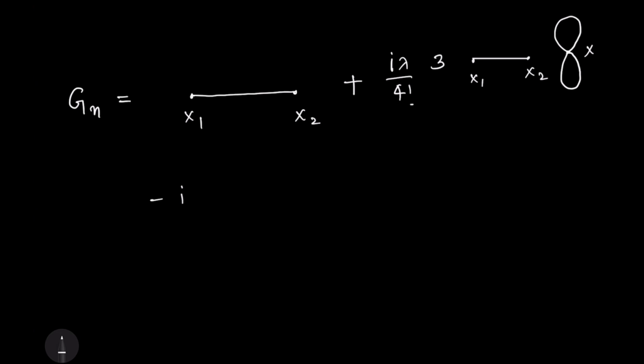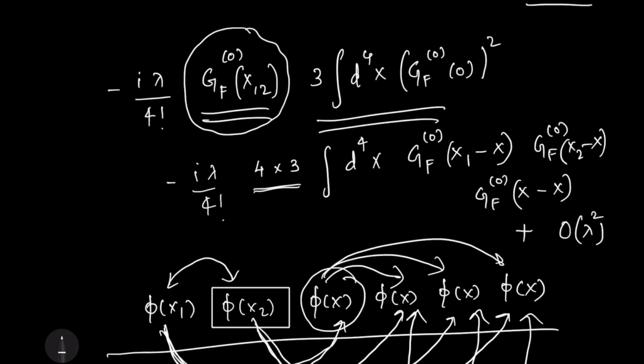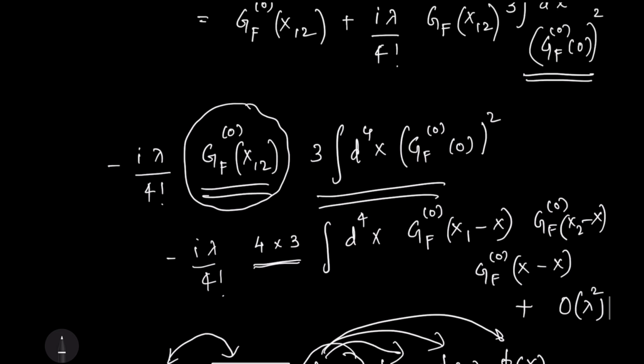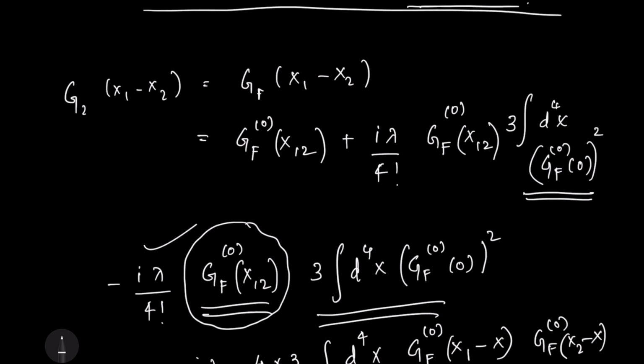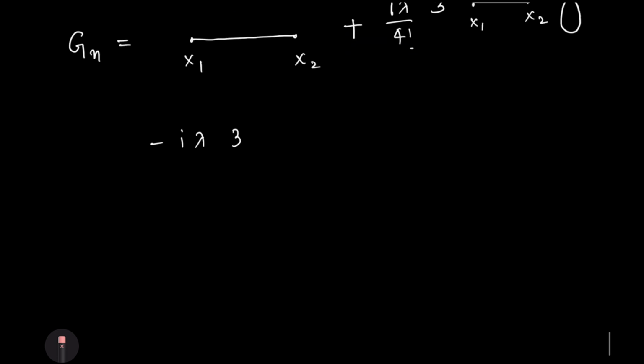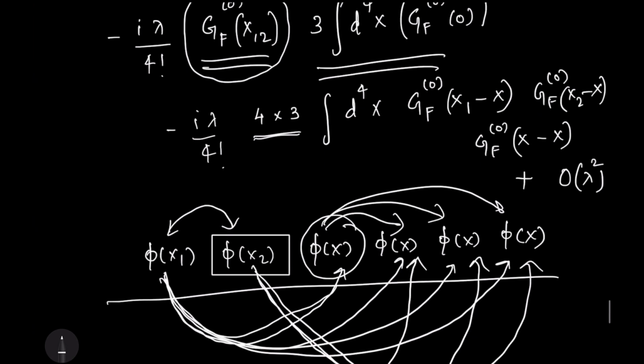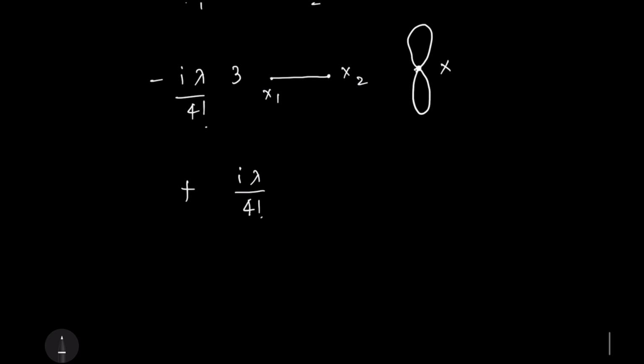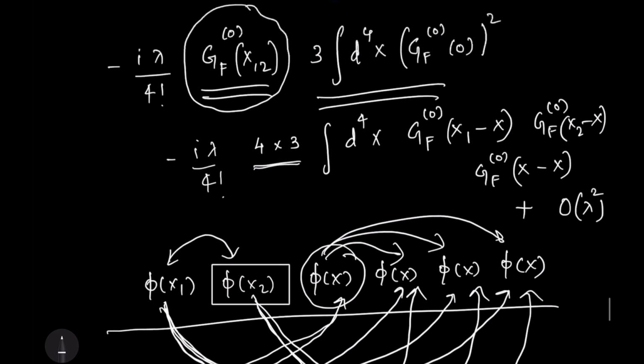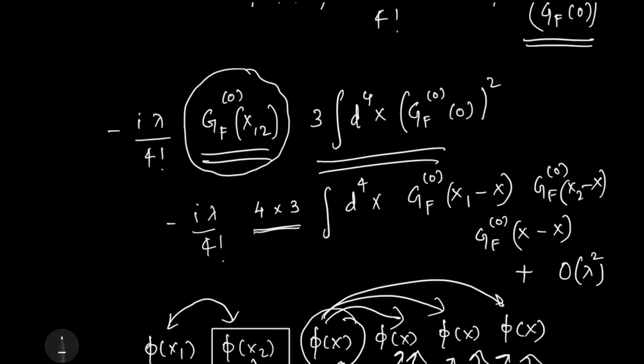Similarly, you have the other term, minus i lambda by 4 factorial, 4 multiplied by 3, right? Then this term: i lambda by 4 factorial GF0 x1 x, 2 3 times, same thing. So here also I have x1 x2, then again x interacting with itself 2 times, plus, what is the last term? i lambda by 4 factorial, 4 multiplied by 3. Then integral d^4x, 1 interacting with x, 2 interacting with x and x interacting with x.